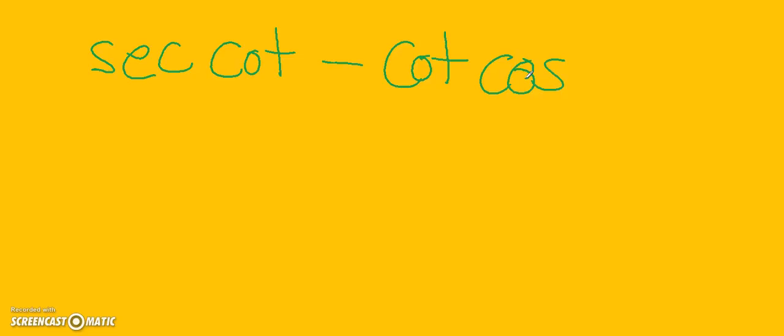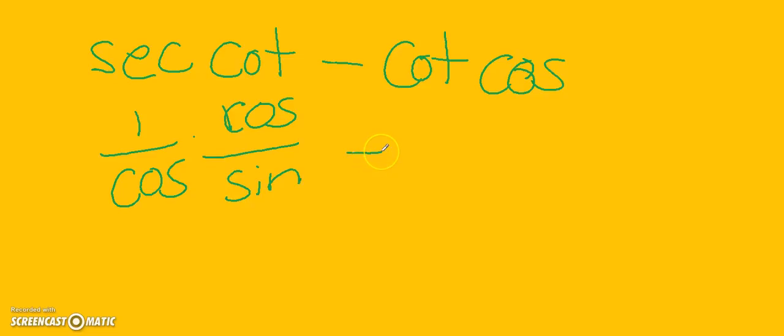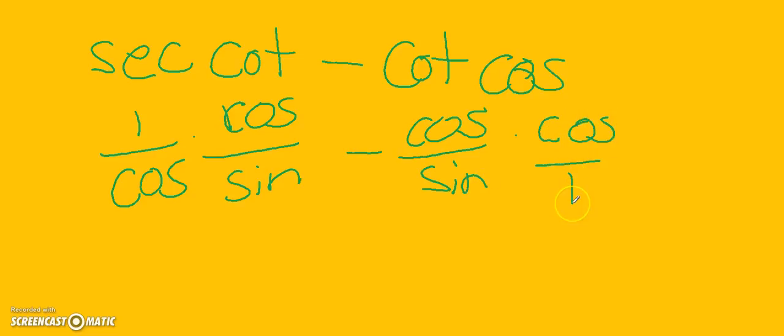So we know that secant is just 1 over cosine times 1, and cotangent is cosine over sine, minus cosine over sine times cosine over 1. Okay, so now what we can do is eliminate. Well, I see a cosine in the numerator and a cosine in the denominator, so we can just cancel those out.